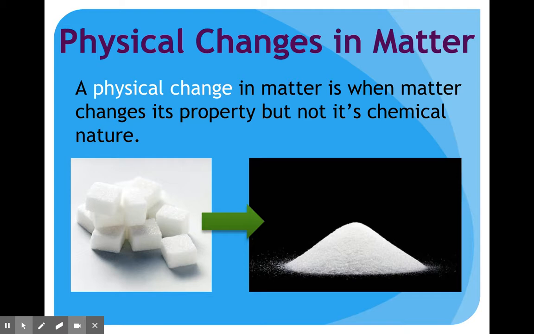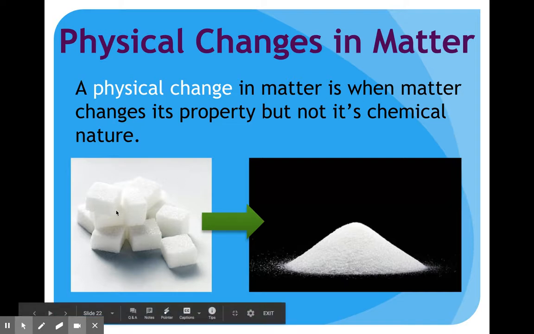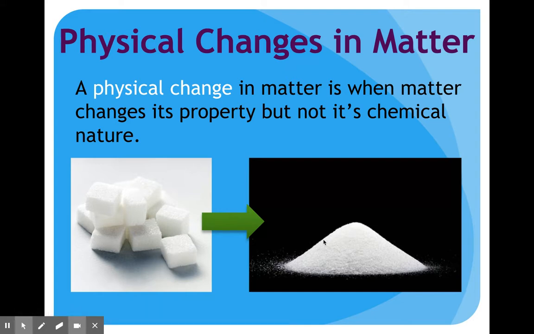A physical change in matter, we've been talking about that a lot. You can see physical change when the physical properties of something become different, like something turns from a block or a cube, like with these sugar cubes, to a powder. So the texture, the size, and the shape of this item all changed. But the chemical nature of the sugar is still the same. The atoms have not been rearranged, the molecules have not been rearranged. Its chemical nature is the same still.